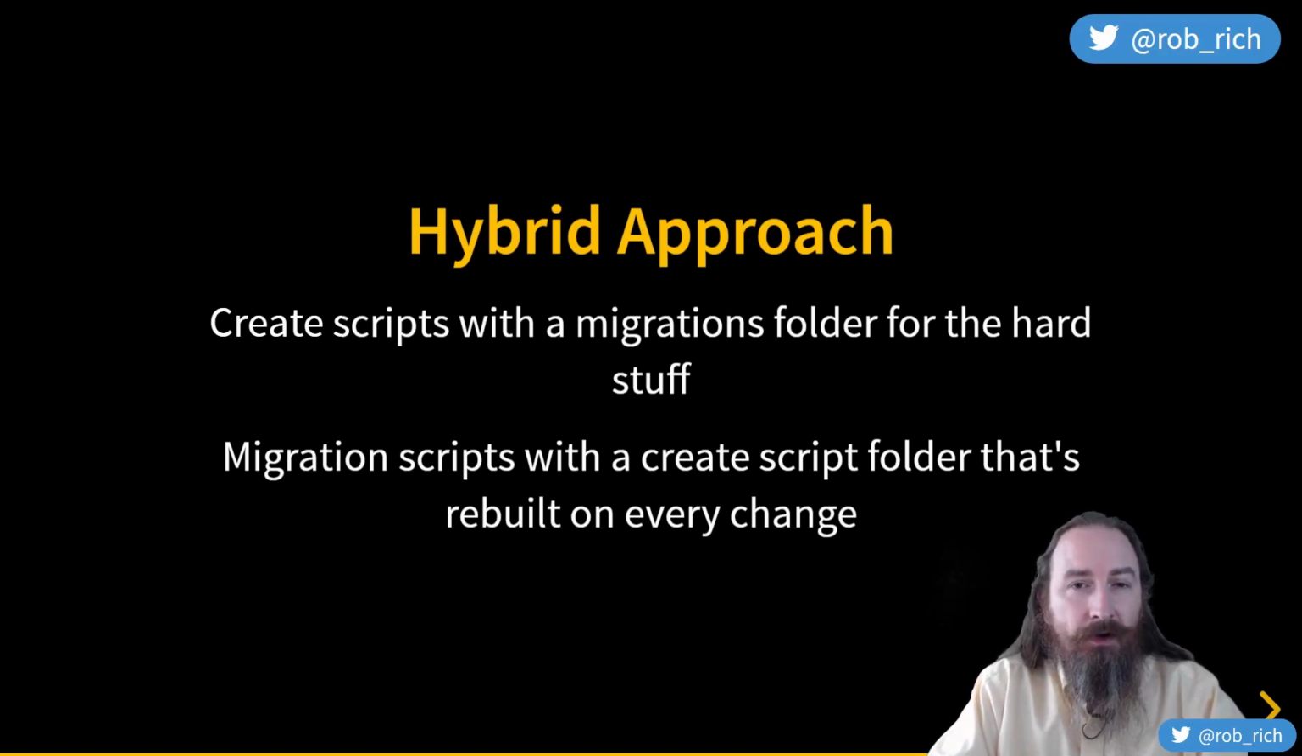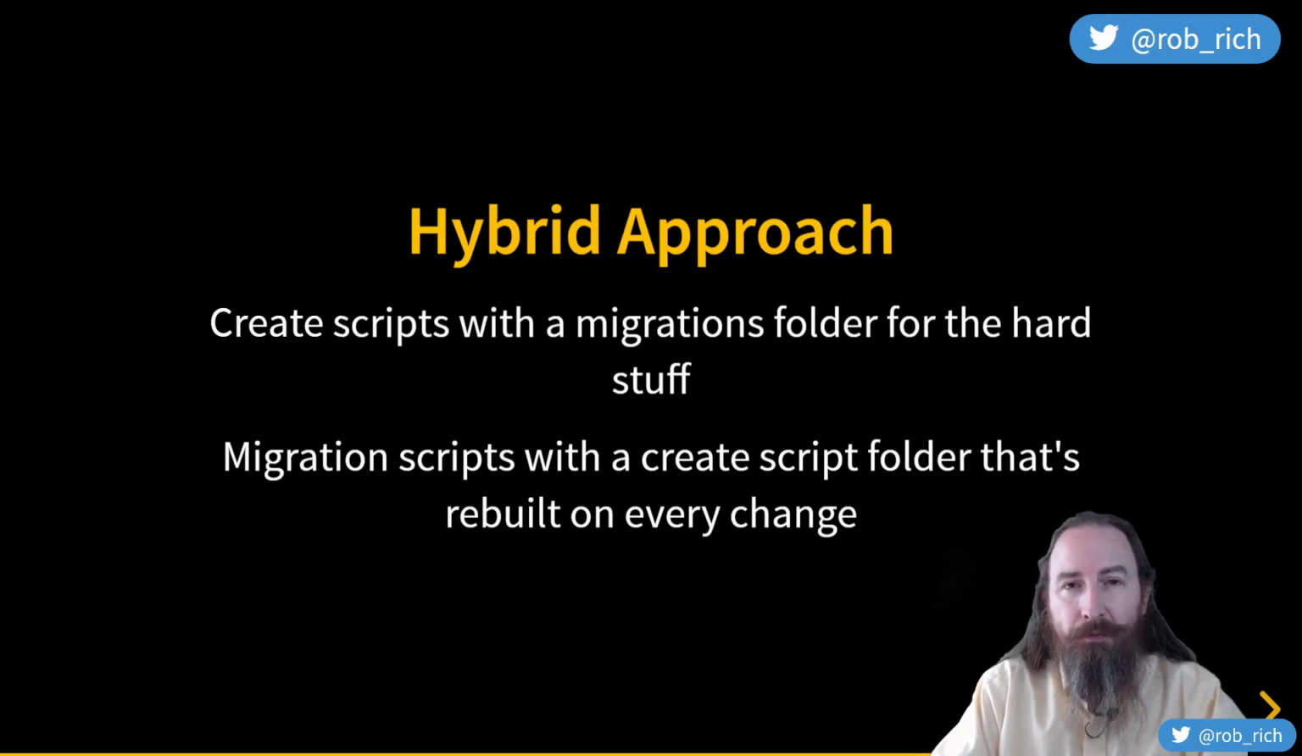Maybe we have create scripts, but we have a few migration scripts that we need to run in addition to it. Or maybe we use migration scripts, but we have an engine that is able to script out the easy pieces and keep track of the current state so that we can still get that Git version history. Now, a hybrid approach may be perfect, but it may also be the worst of both worlds.